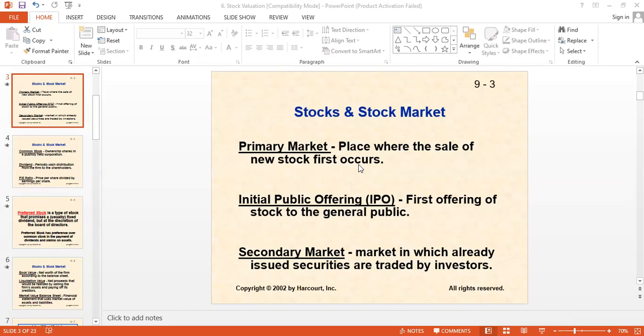So what I will do is offer the sale of my shares to the public, to different people, to common people. This is the first time I am going to offer to sell my shares to a common person, or to different shareholders, financial institutions. So this happens for the first time. That is why it is mentioned over here: the sale of new stock first occurs. You are selling the shares of your stock.